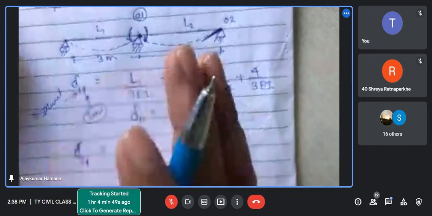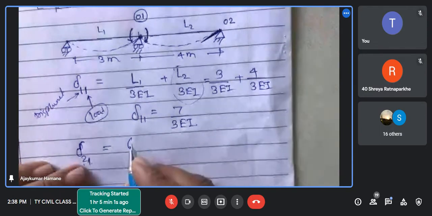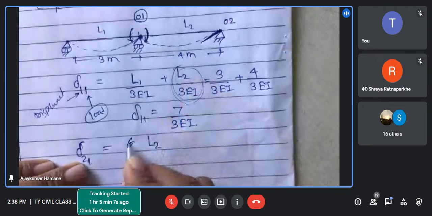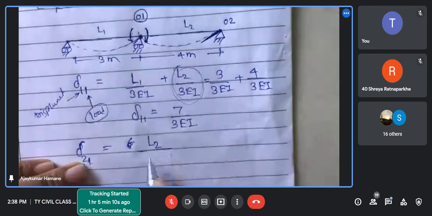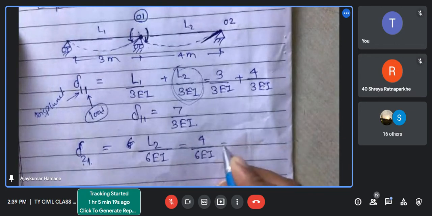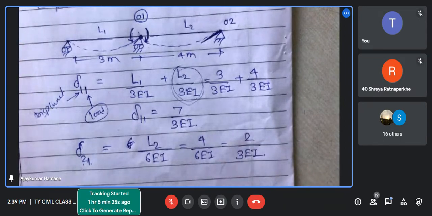In the slope deflection method, you all learned that if you want to carry over the moment at one point, that carryover moment will always be half of that moment. Correct? So here also the carryover displacement will be half of that displacement, L2 divided by 6 EI. Remember, L2 is 4, so 4 divided by 6 EI, which is 2 divided by 3 EI.